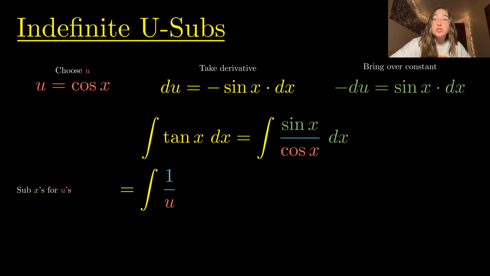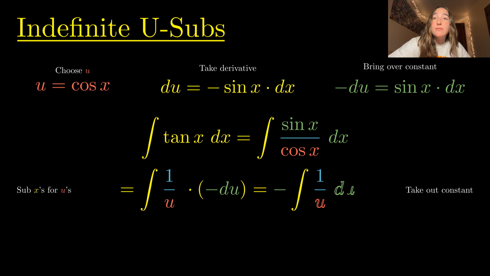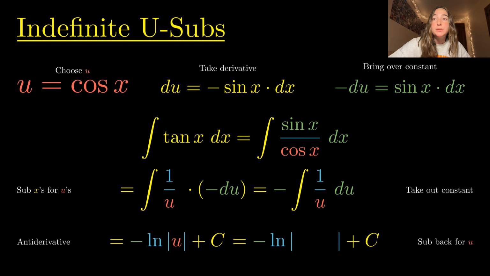So this time we're able to change the rest of our x's into u's as we change all of sine x dx into negative du. We might as well take the negative sign out of the integral. So we're ready for our antiderivative now, and we actually have the same antiderivative as last time, so it will be negative ln of u. And for our final step, we plug back in cosine for u. So our final answer is negative ln of the absolute value of cosine x plus c.